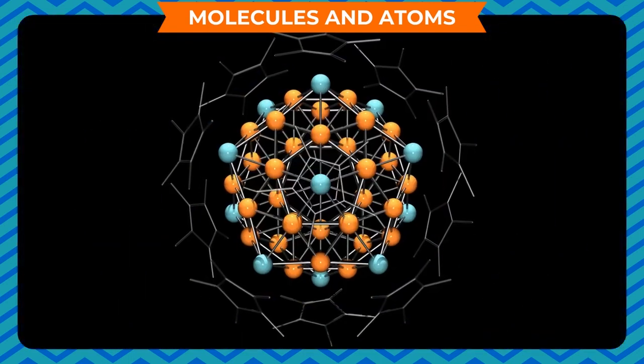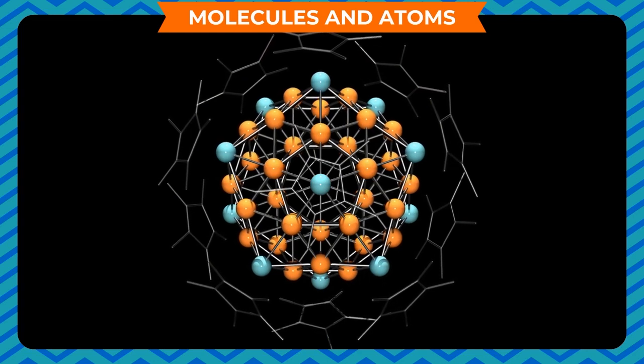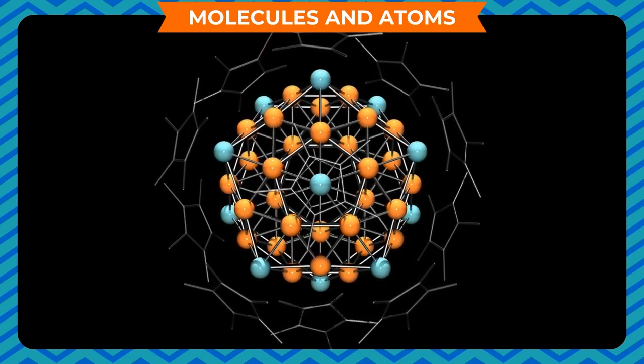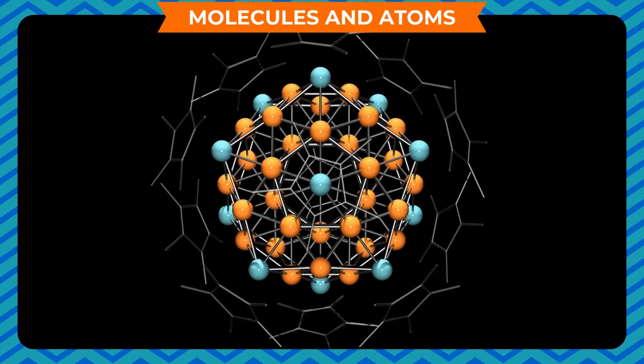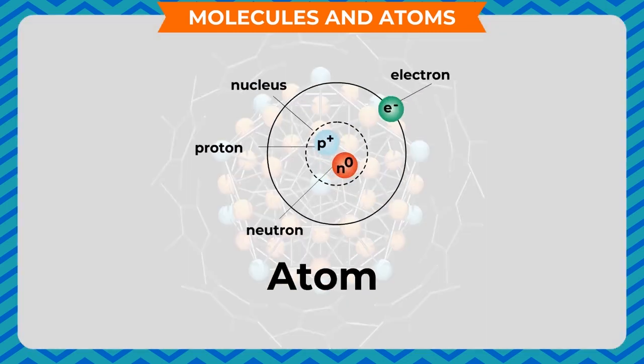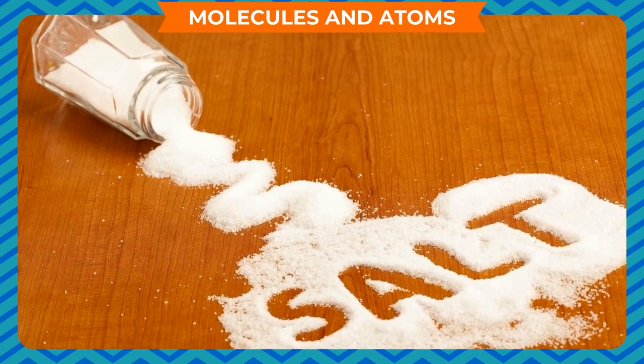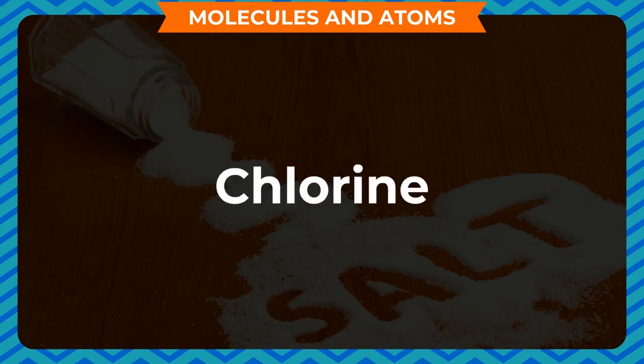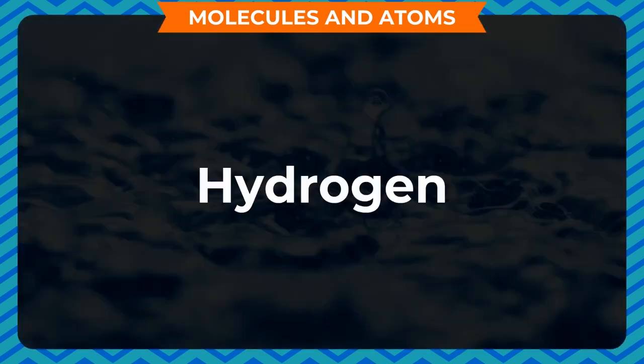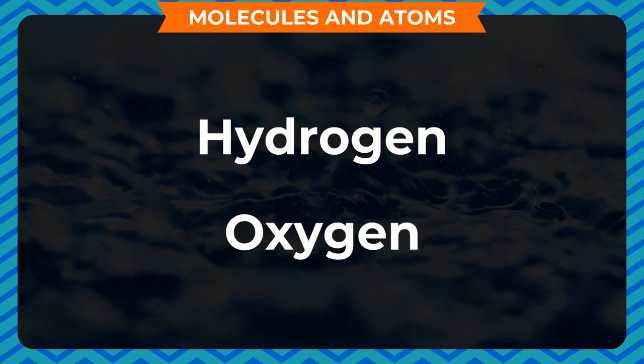Most of the common substances are compounds because almost all substances are made up of two or more types of atoms. For example, salt is made up of sodium and chlorine atoms. Water is made up of hydrogen and oxygen atoms.